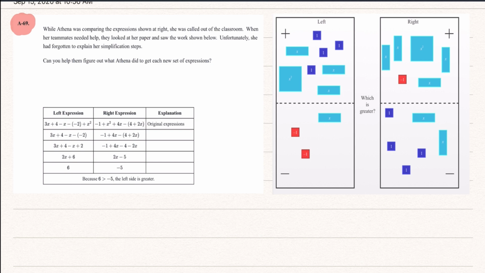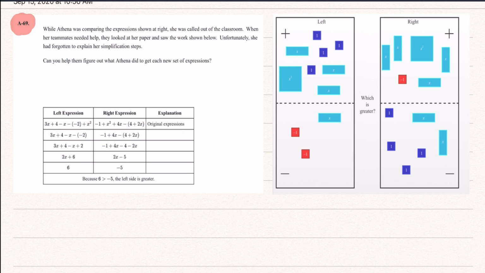So, taking a look, guys, it says that while Athena was comparing the expression shown at the right, she was called out of the classroom. When her teammates needed help, they looked at her paper and saw the work shown below. Unfortunately, she had forgotten to explain her simplification steps. Can you help them figure out what Athena did to get each new set of expressions?